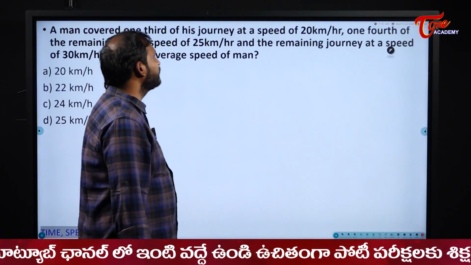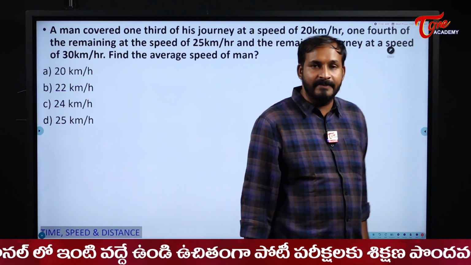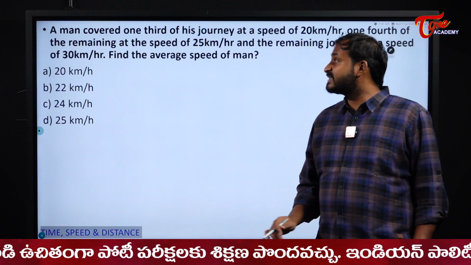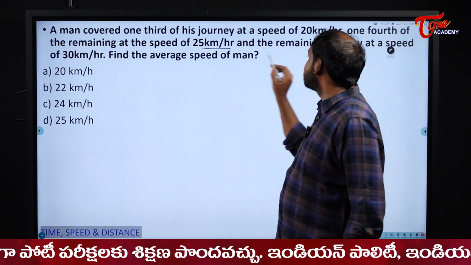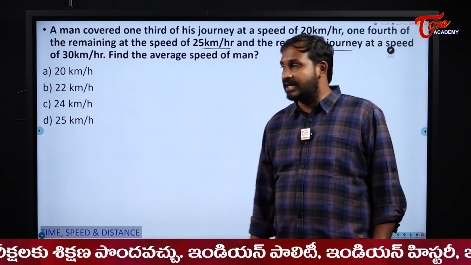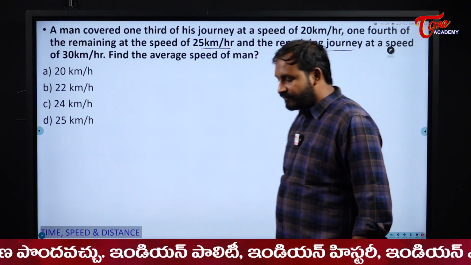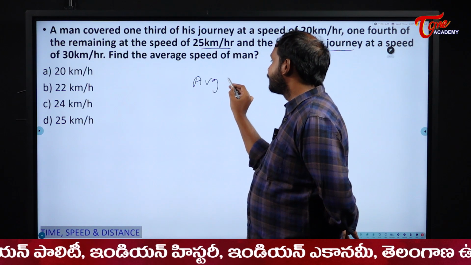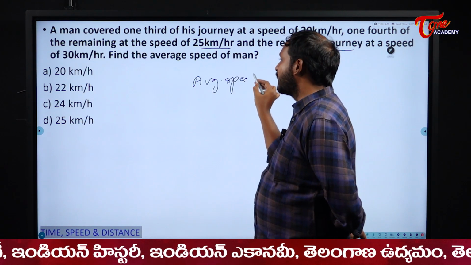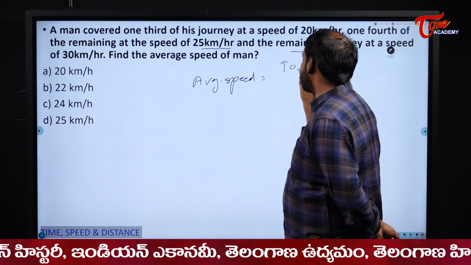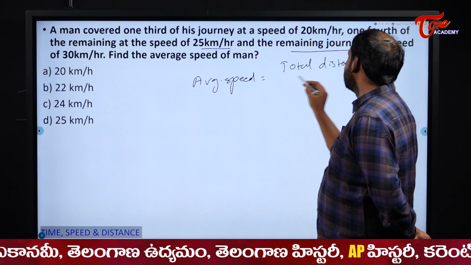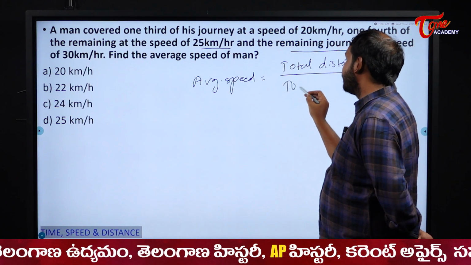A man covered 1/3 of a journey at a speed of 20 kmph, 1/4 of the remaining at the speed of 25 kmph and the remaining journey at a speed of 30 kmph. Find the average speed of the man. See students, what is the formula for average speed we have? Average speed is total distance traveled by total time taken. That is the average speed formula, right?